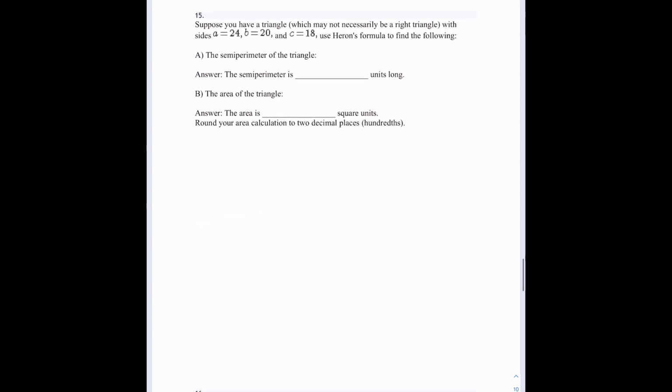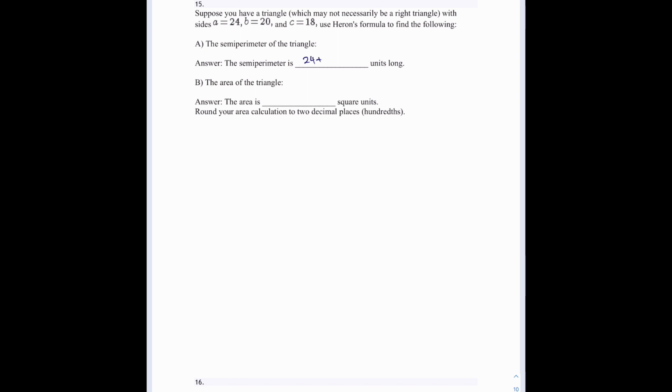Question number 15. Suppose that you have a triangle, might not be a right triangle, and we have all of the sides of the triangle. We're going to use Heron's formula to find the semi-perimeter and the area. The semi-perimeter is simple. You're going to add all of the lengths together and divide by 2. So 24 plus 20 plus 18 equals 62, divided by 2 is equal to 31. So the semi-perimeter is equal to 31. Make sure you add first and then you divide by 2.